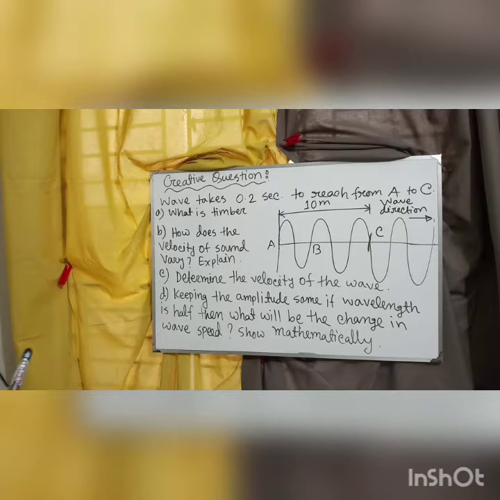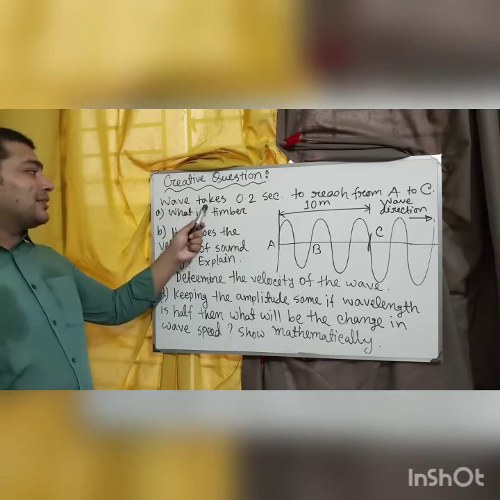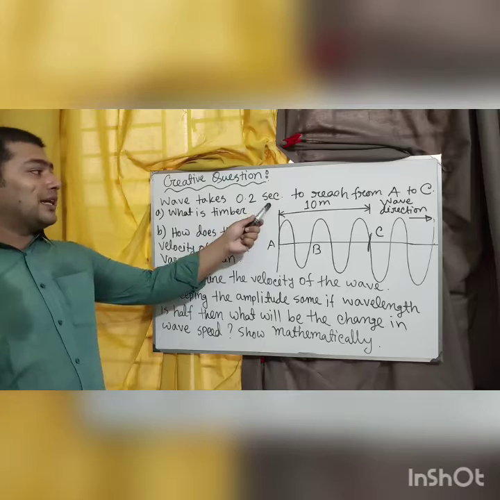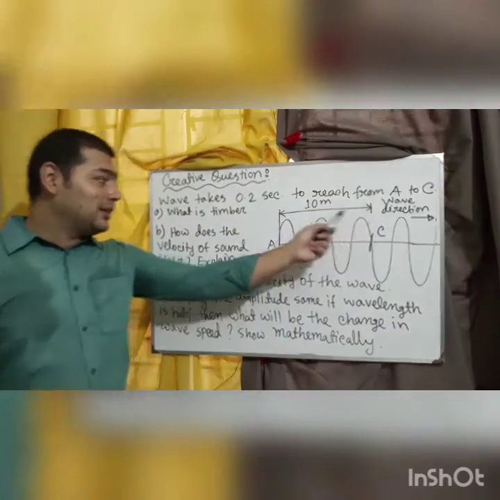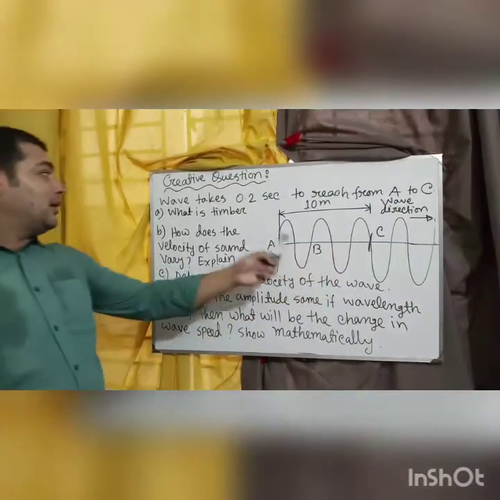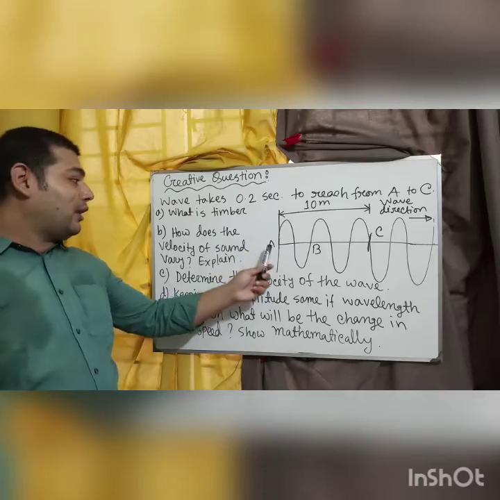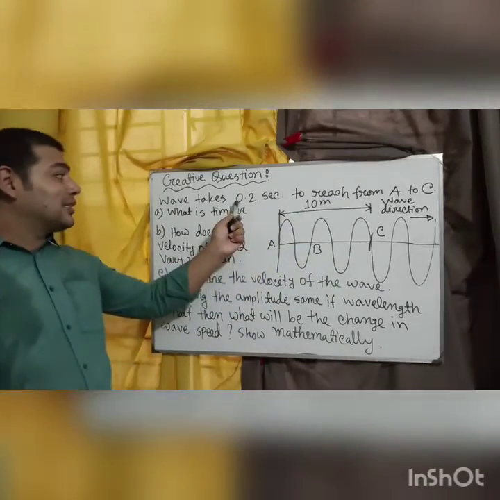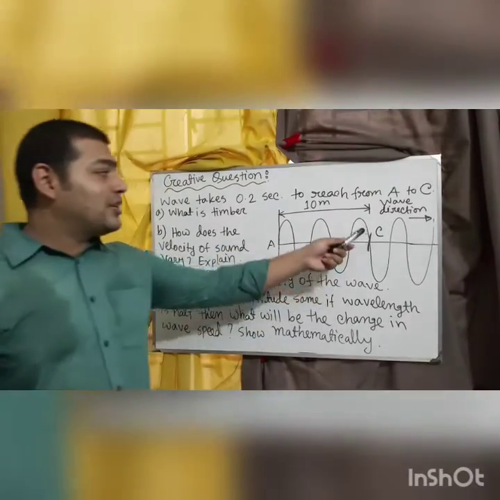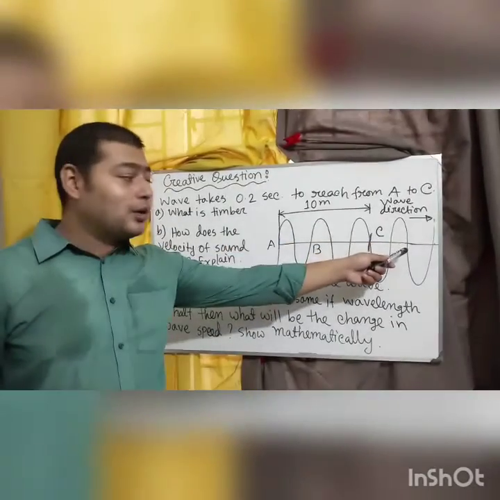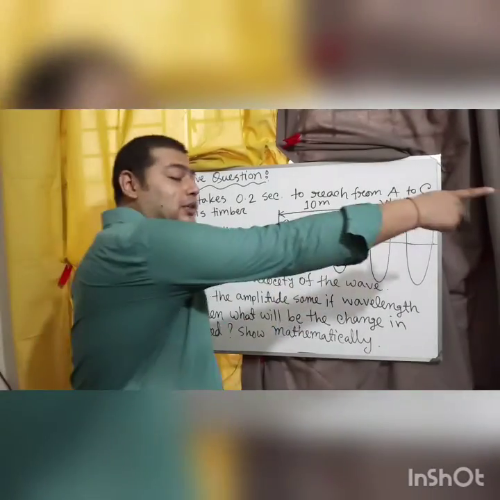So our creative question is: a wave takes 0.2 second to travel from A to B. Here this is our figure, and here the wave needs to travel from A to C in 0.2 second. Clear? Here you can see the direction of propagation of the wave. Here the direction is left to right.